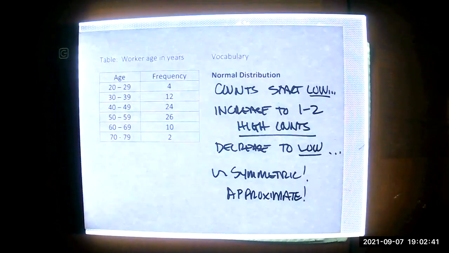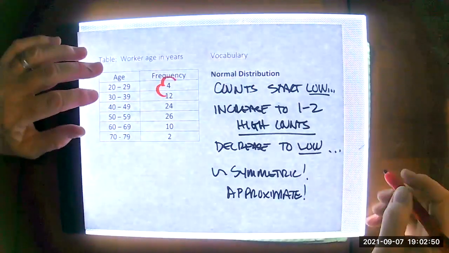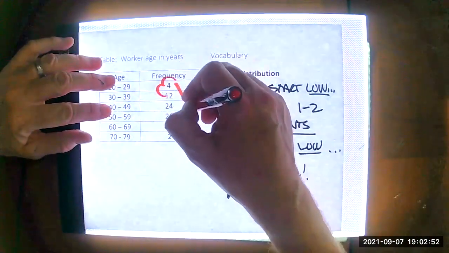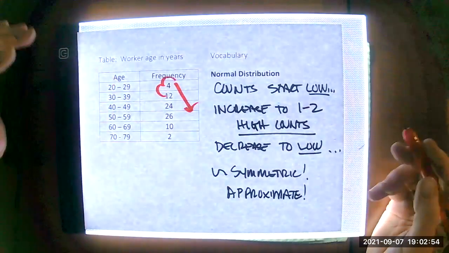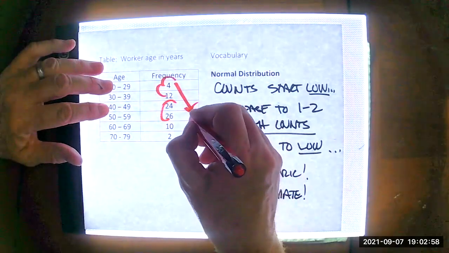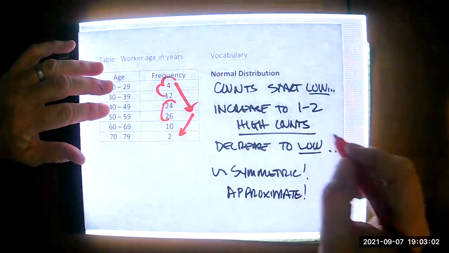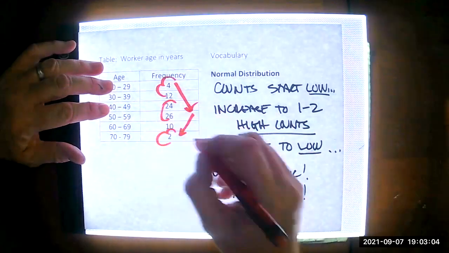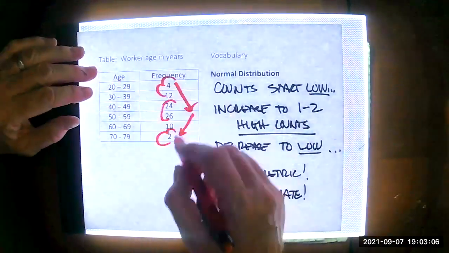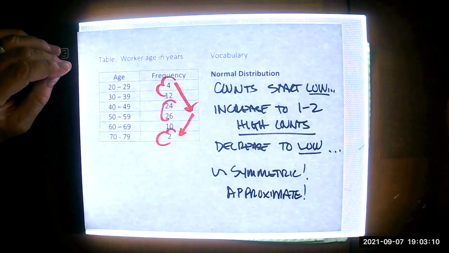So if I take a look at this frequency distribution, I can see that my counts start low, and then they increase to a couple of 1 or 2 high points in the middle, in this case, the 24 and the 26. Then they decrease back down to another low point, and they do it in approximately a symmetric fashion.